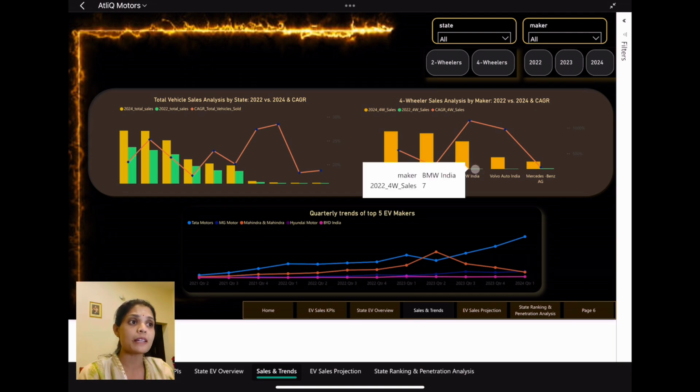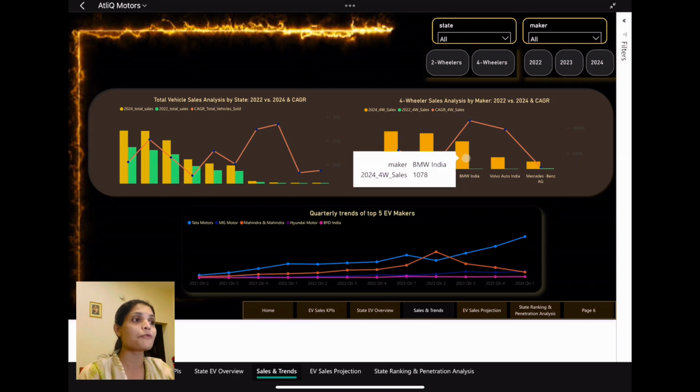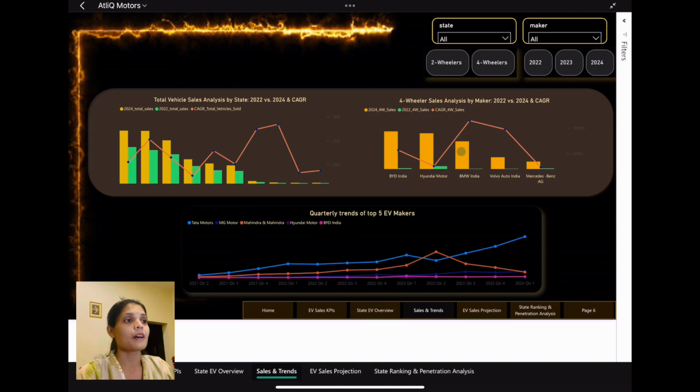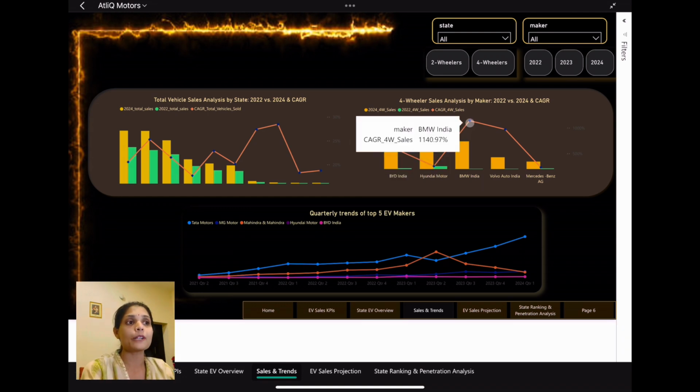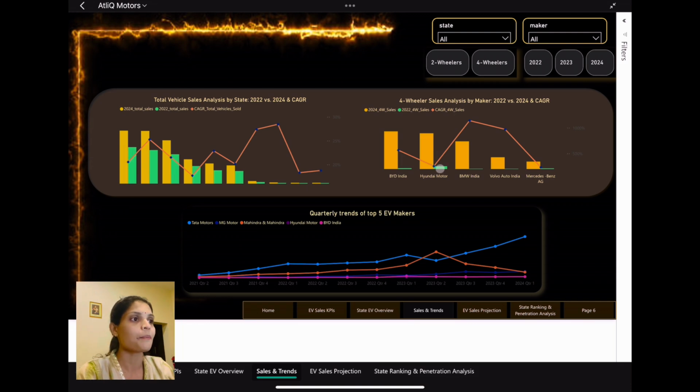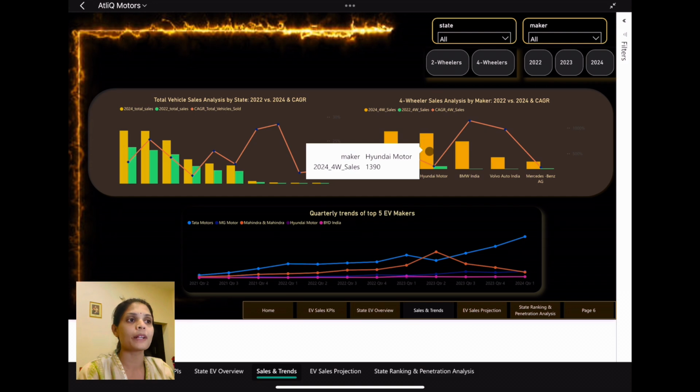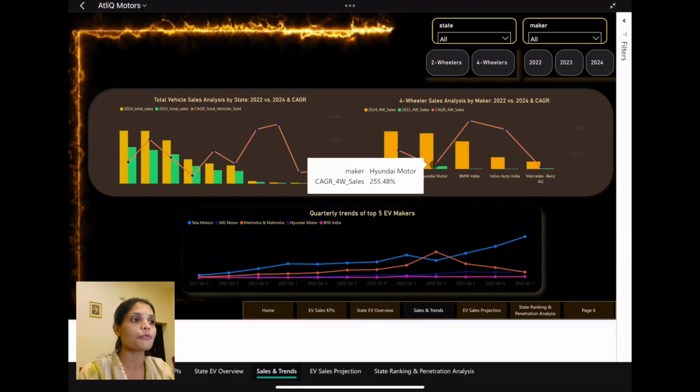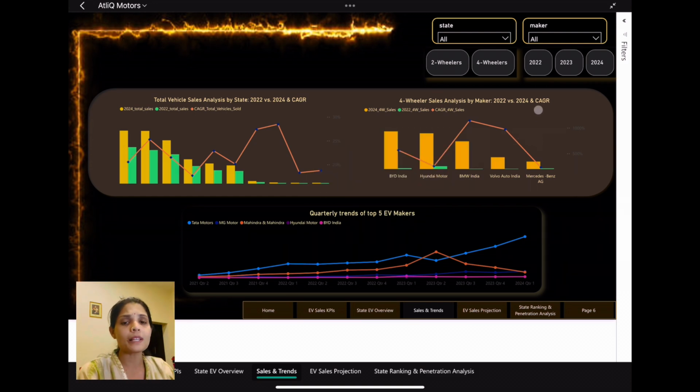BMW India has also seen impressive growth, with sales increasing from just 7 units in 2022 to 1,078 units in 2024. Their growth rate of nearly 1,141% highlights their success in positioning their electric vehicles as a premium choice in India. Hyundai's sales grew steadily from 110 units to 1,390 units, with growth of 255%. While their growth is not as explosive as BYD's or BMW's, it shows a solid and consistent expansion in the market.